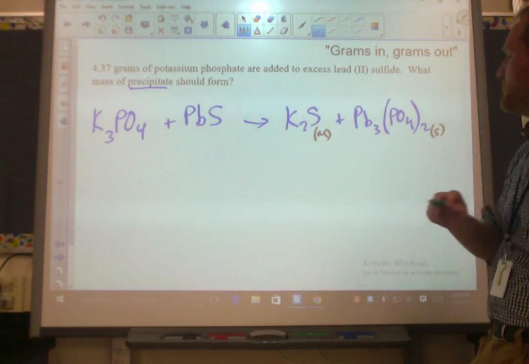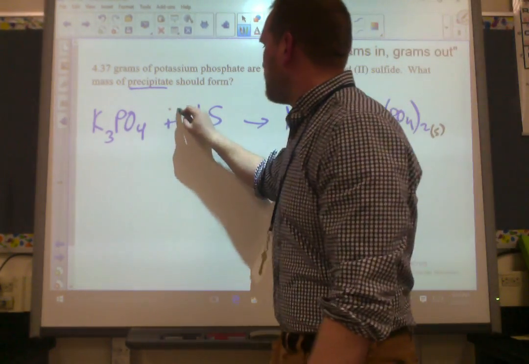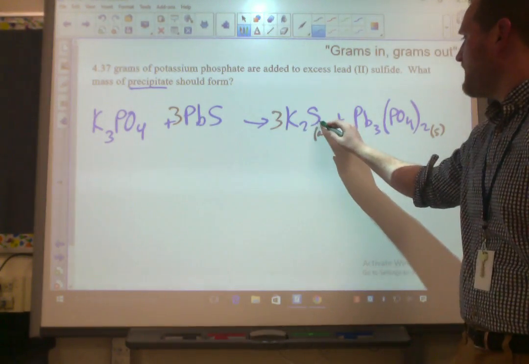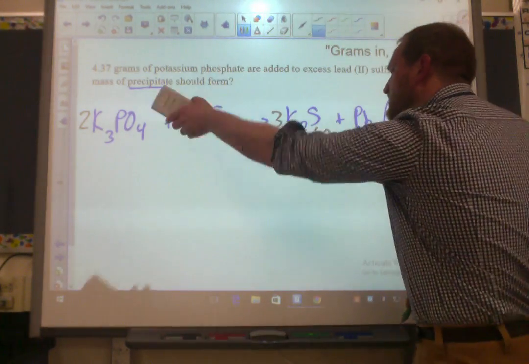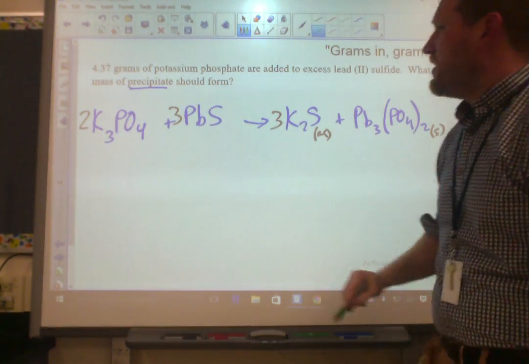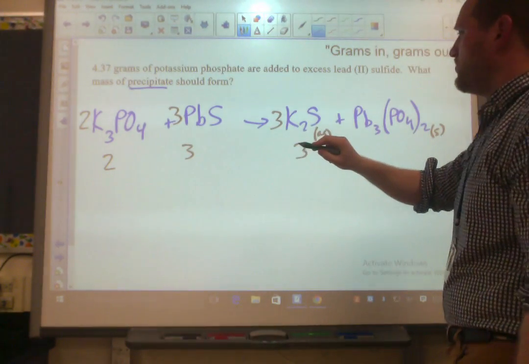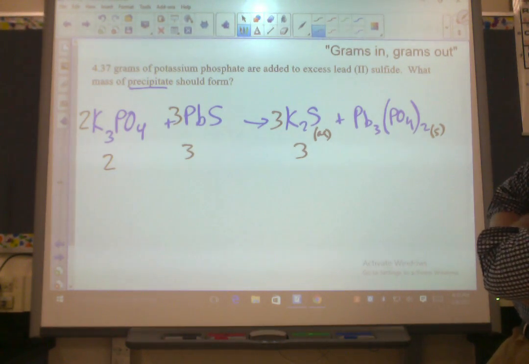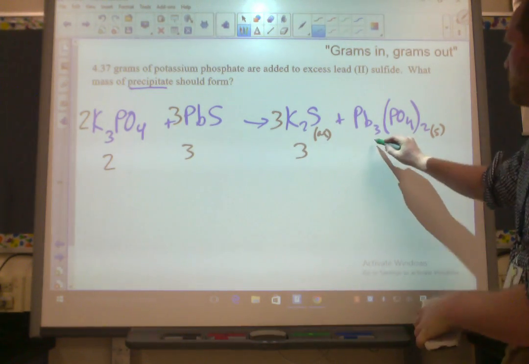But we have to balance it first. So let's see. I'm seeing 3 leads here. Let me put a 3 there. That gives me 3 sulfurs. Let me put a 3 there. That gives me 6 potassiums. So let me put a 2 there. And that gives me 2 phosphates, 2 phosphates. So my mole ratio is 2 to 3 to 3 to 1. Let me double check to make sure that seems right. Yeah. So I'll put the 1 here.